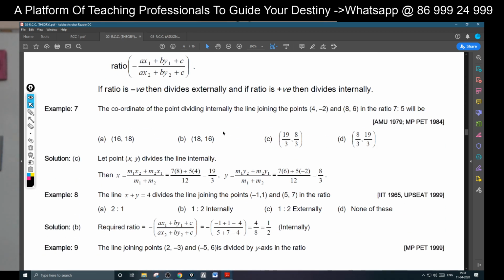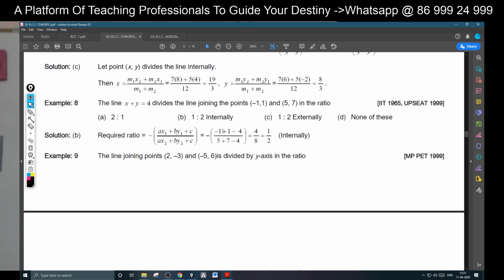What is the problem? The line joining 2, minus 3 and minus 5, 6 is divided by the y-axis in the ratio, please. Just see that. It is the y-axis. These are the points.